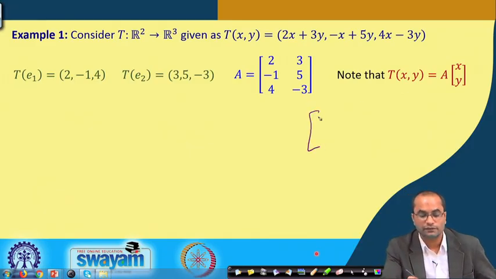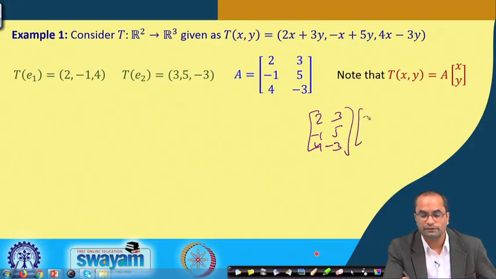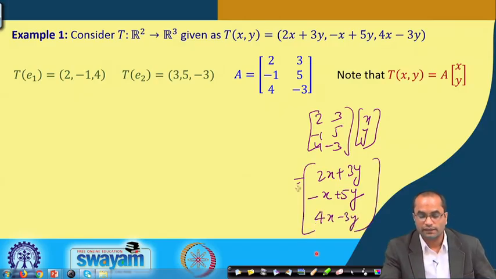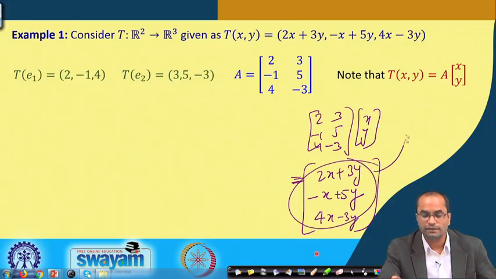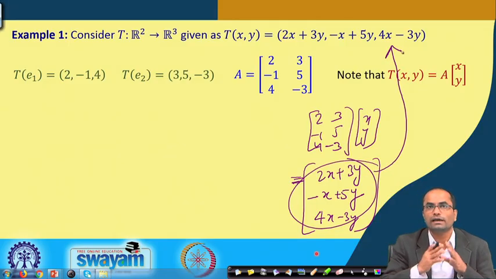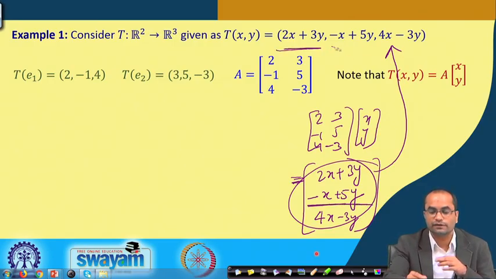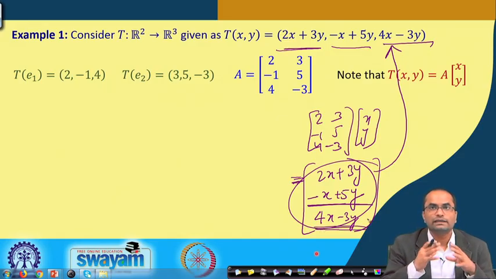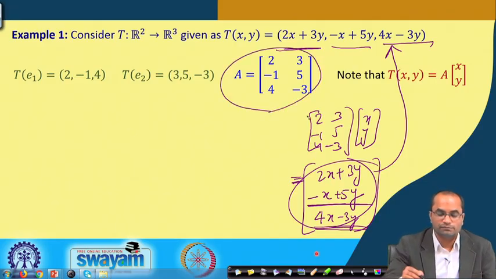Here we have the matrix with rows (2, 3), (-1, 5) and (4, -3), and with (x, y) what do we get? 2 times x plus 3 times y, the second component -x plus 5y, then we have 4x minus 3y. So, we are getting exactly the same mapping which was defined there with the help of T. The first component is 2x + 3y, then -x + 5y, 4x - 3y. So, the given linear map we have defined with the help of this matrix A.